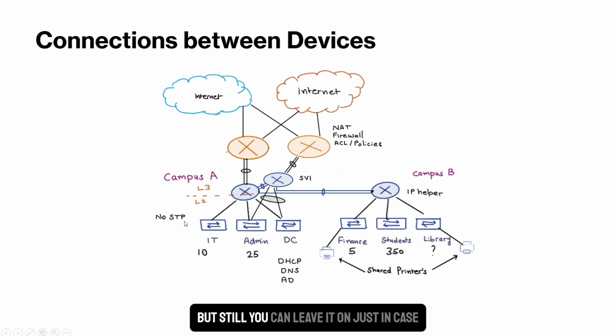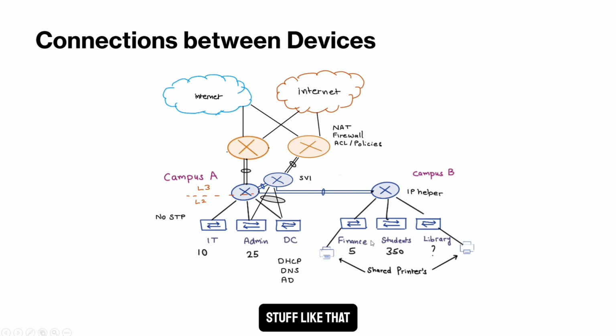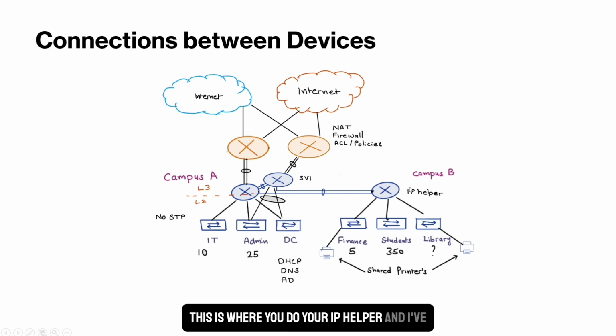Technically no STP, but you can still leave it on, just in case somebody takes a cable and plugs in from here to here, and you just created a loop. So it's always good to leave it on, but obviously you don't need to configure it from a perspective of load balancing and stuff like that, right? This is where you do your IP helper.